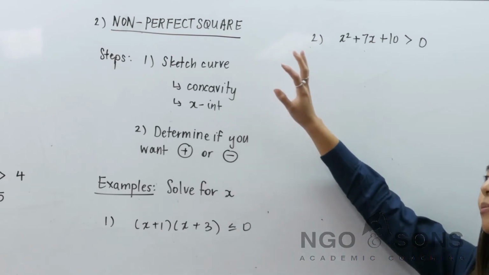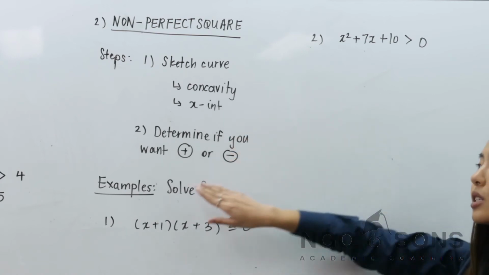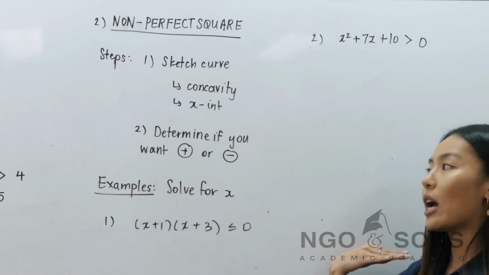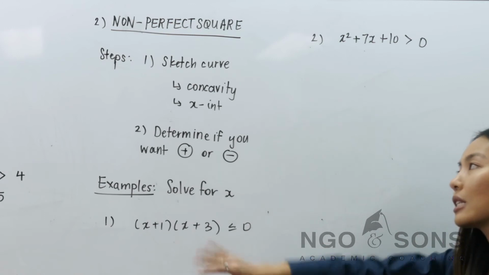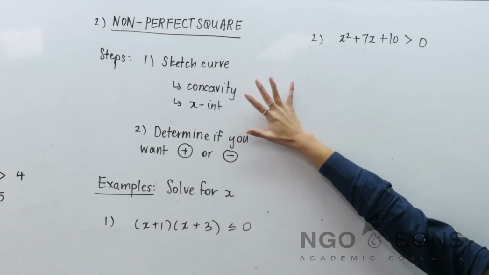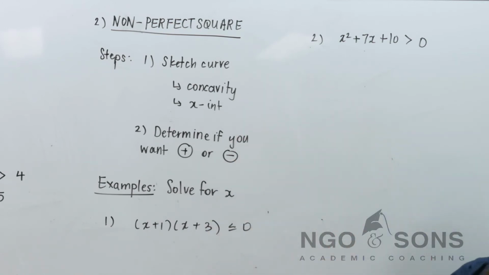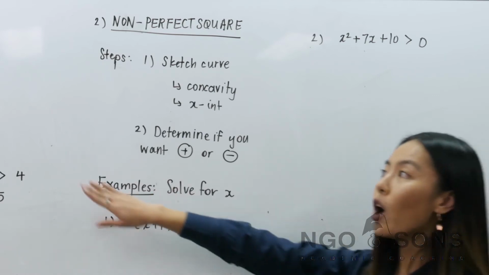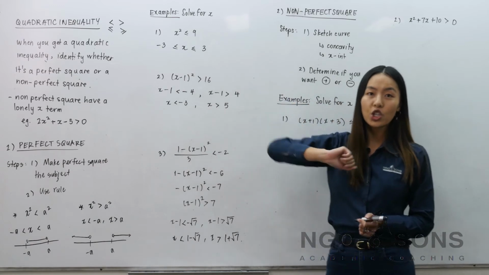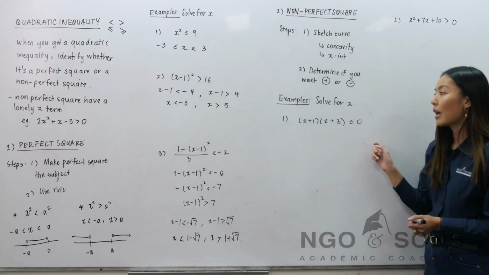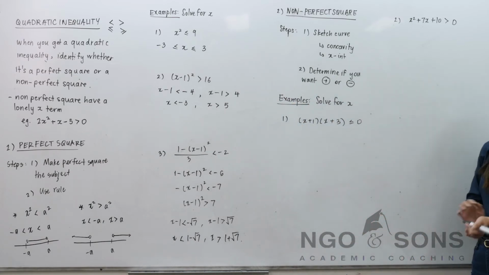From this diagram, you move on to step 2 and you determine whether you want your quadratic to be positive or negative. Now I know this doesn't quite make much sense, so we're going to have a look at what they mean in examples instead. Same aim as before, what we're going to be doing in these questions is solving for x. In question 1, I have x plus 1 times x plus 3 is less than or equal to 0.